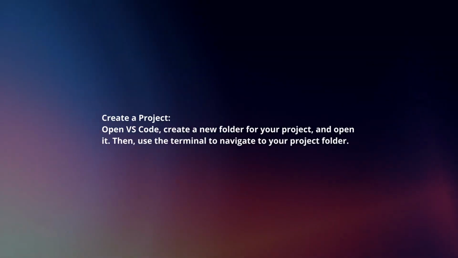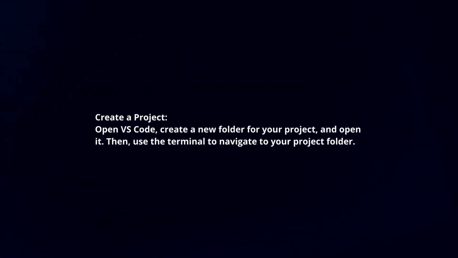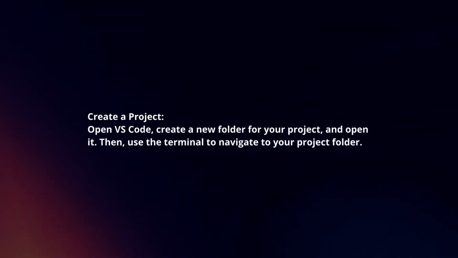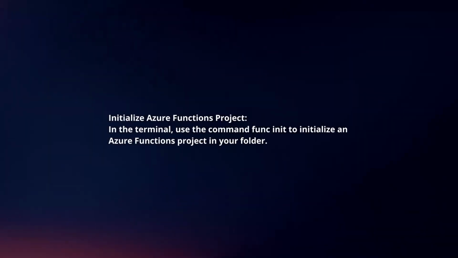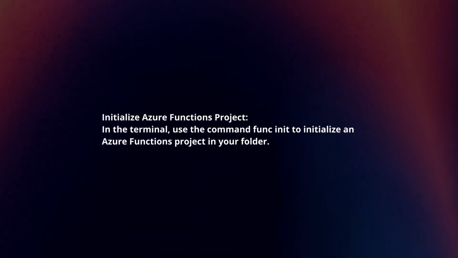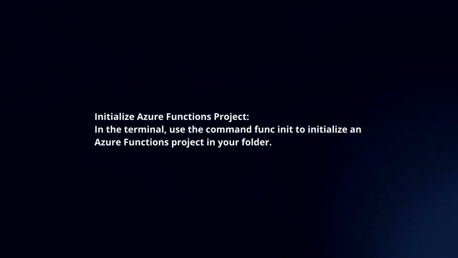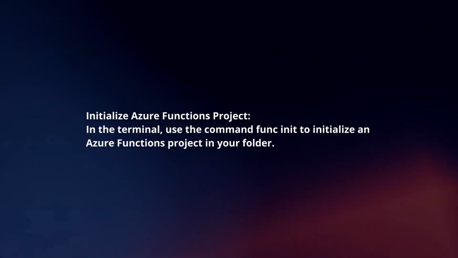Create a project. Open VS Code, create a new folder for your project and open it. Then use the terminal to navigate to your project folder. Initialize Azure Functions project. In the terminal, use the command func init to initialize an Azure Functions project in your folder.